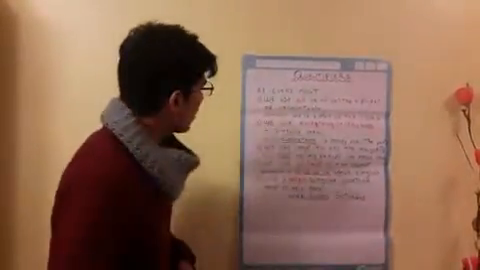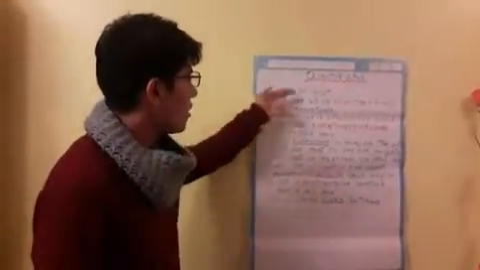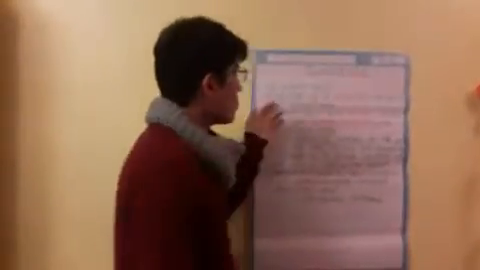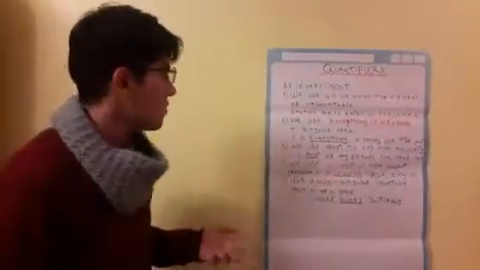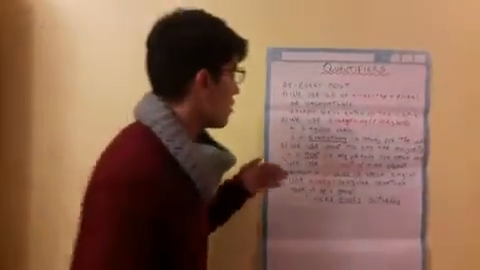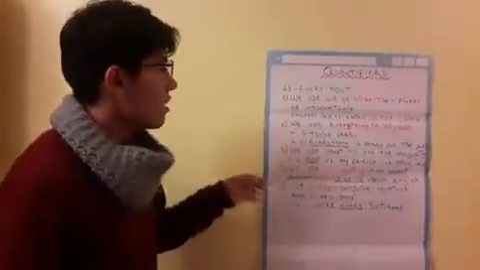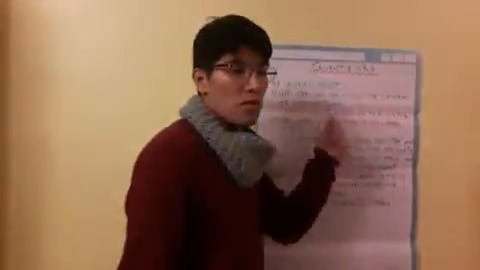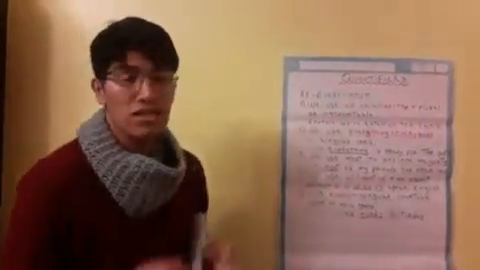Quantifiers that we can use are all, every, and most. We use all or all of the plus plural or uncountables. For example, we've eaten all the cake. In the case of all, we use it when we are going to talk about in general.